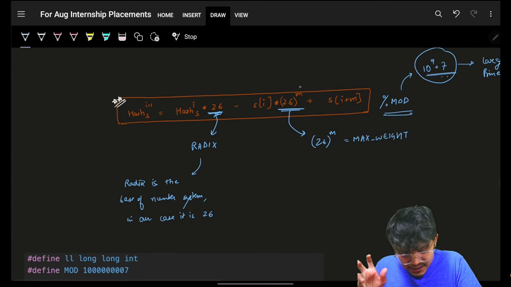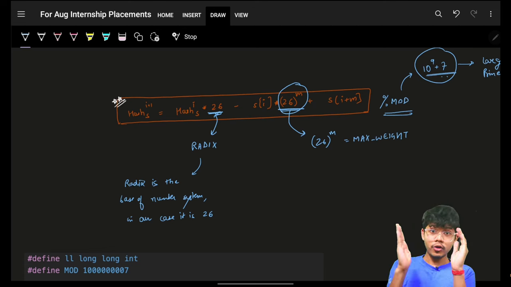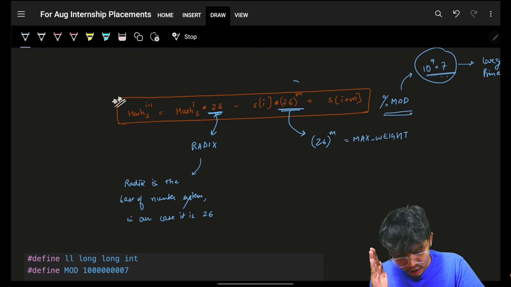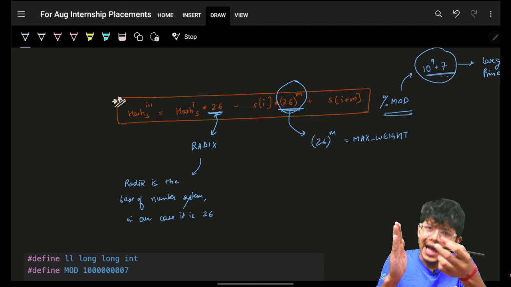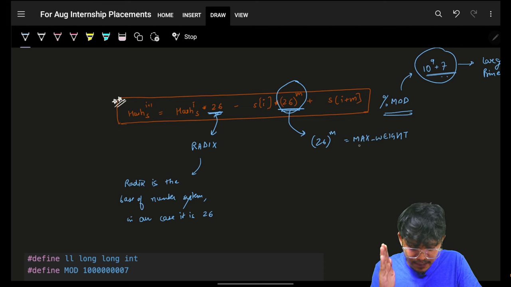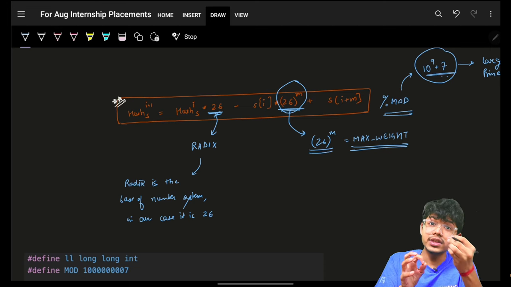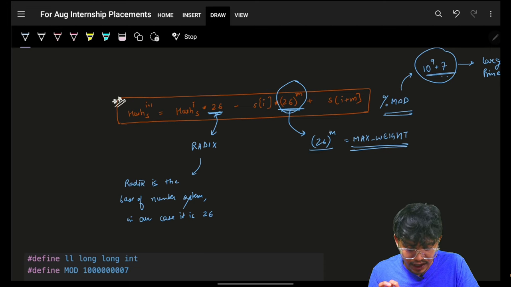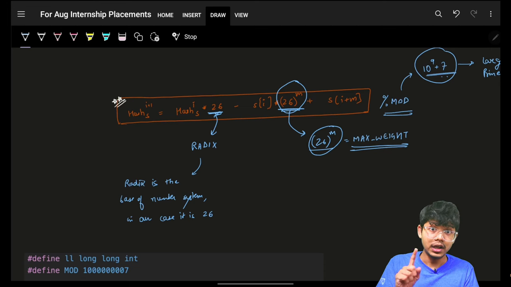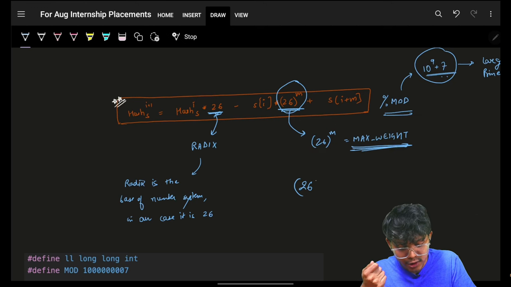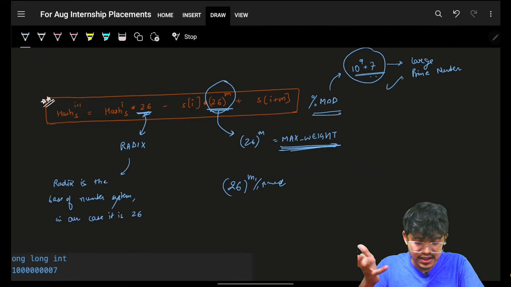You will see that this value will always remain constant, because I am comparing the sliding window of size m. So I will put it as a variable, which is called max weight, for my code. I'll first compute this value, because I know I have to compute it with a mod itself. So this max weight will be 26 raised to the power m, mod the mod value. Now the mod value is 1e9+7.